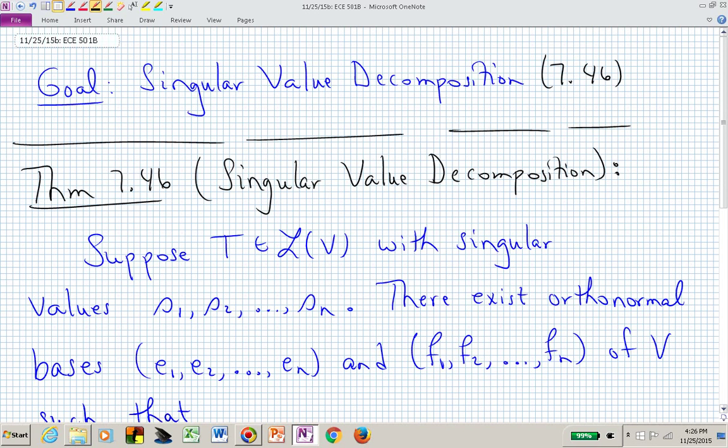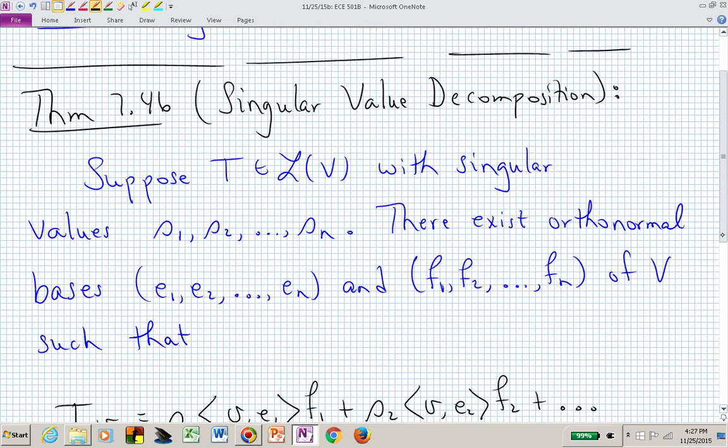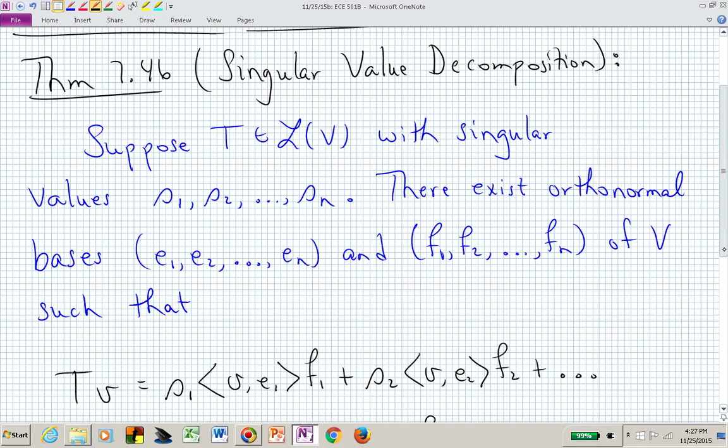Welcome back to ECE 501B. I'm entitling this section Singular Value Decomposition. That's our goal, to introduce this theorem, Theorem 46 in the second edition of Axler on the singular value decomposition, and maybe give a little bit of background or some examples of that.